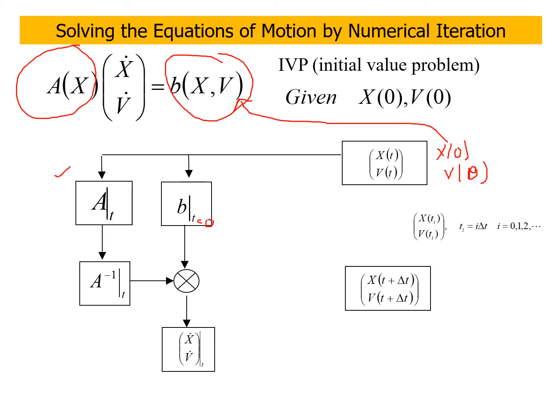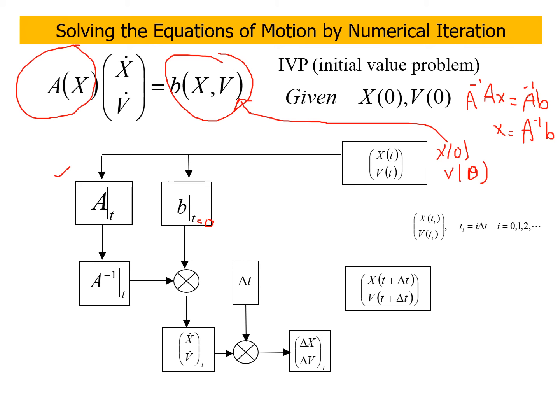Remember I told you that if AX equals B, the way to solve this is to multiply each side with the inverse. So that's going to be X equals A inverse B. And that's what I did. A inverse multiplied by B, that's a multiplication symbol. This is going to give you the unknowns, which are x dot and v dot at time 0, which is the velocity and acceleration. And then the next step is to multiply it with delta t.